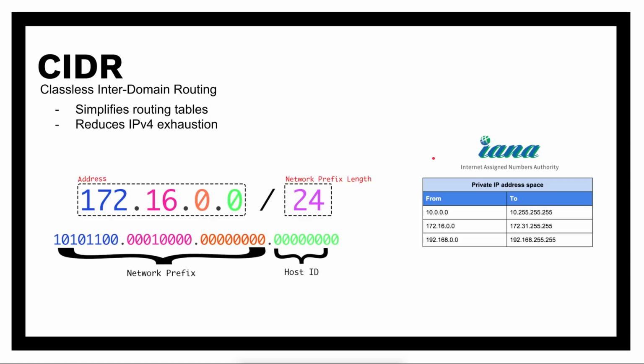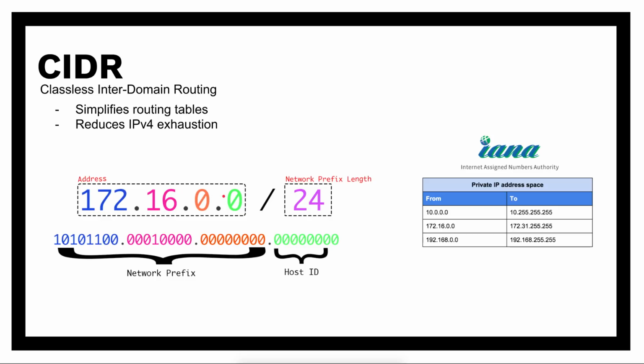Private IP addresses, their available space or their private IP ranges, were specified and declared by the IANA, which is the Internet Assigned Numbers Authority. So what you'll commonly see is starting ranges can either be 10.0.0.0, or we have 172.16.0.0, and 192.168.0.0, and these are the ending ranges for these spaces.